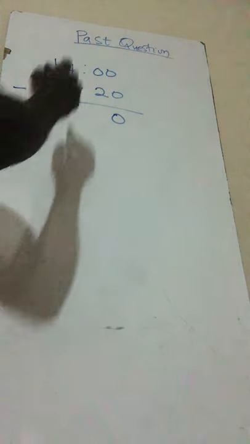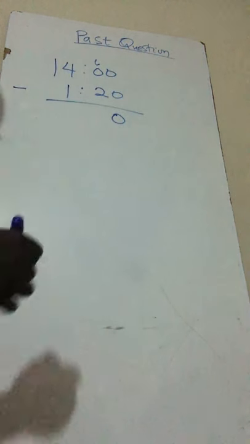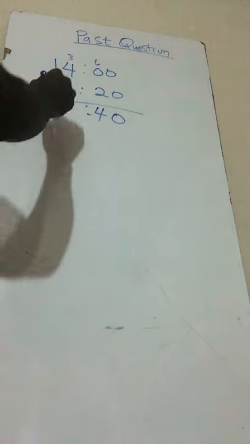0 minus 0 is 0. 0 minus 3, so you just have to go and borrow. So here it becomes 6. Right? So 6 minus 2 is what? It's 4. Now here is 30, so 30 minus 1 is 12. So it means that when the time is 12:40 p.m., that is when they start the sports activity.